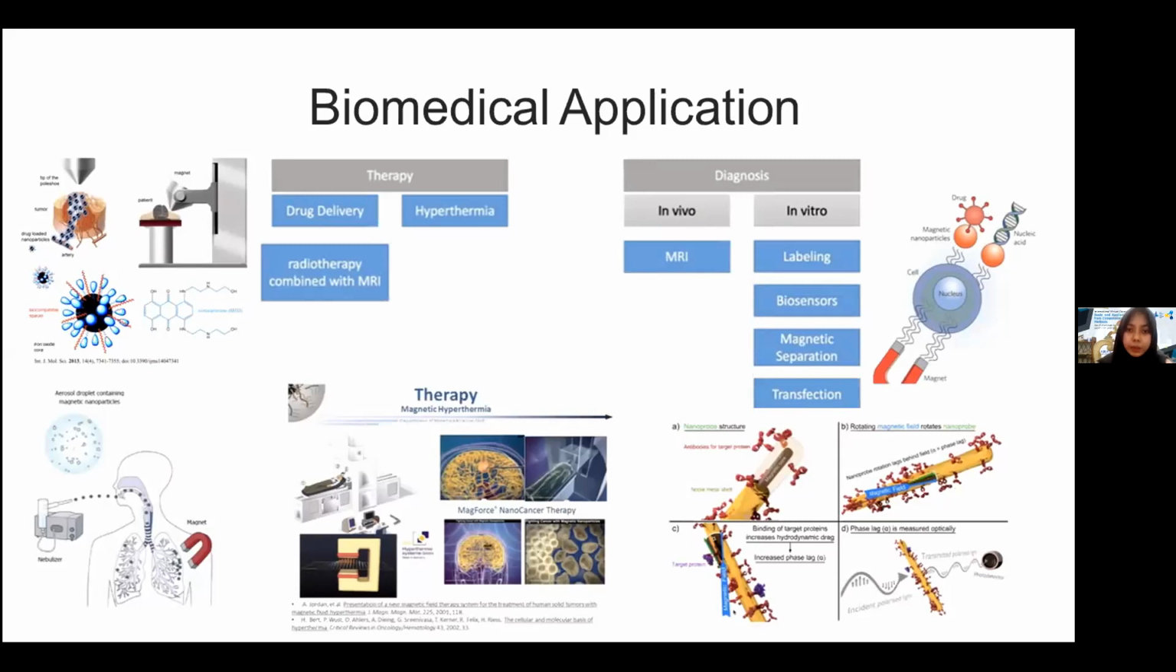The other application is therapy for hyperthermia. And on the other side, in diagnosis, we can use magnetic nanoparticles in biosensors. Many studies were conducted and concluded that magnetic nanoparticles can enhance some types of biosensors. And the other applications are transfection and many more.